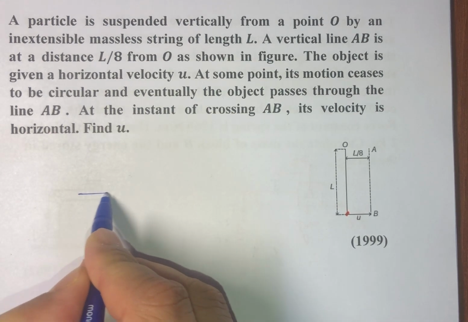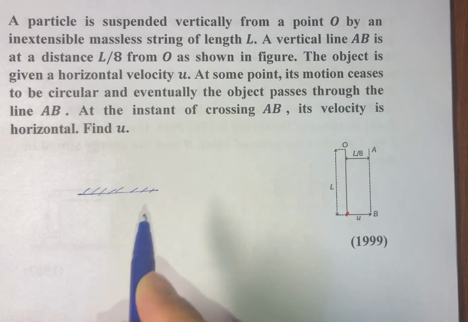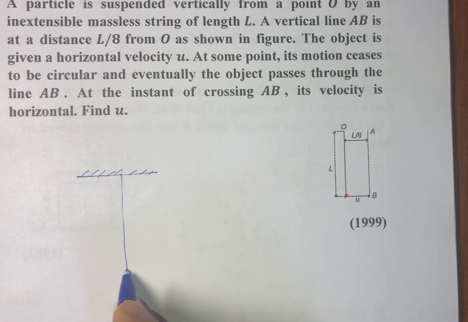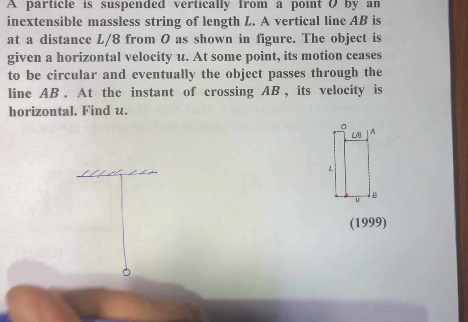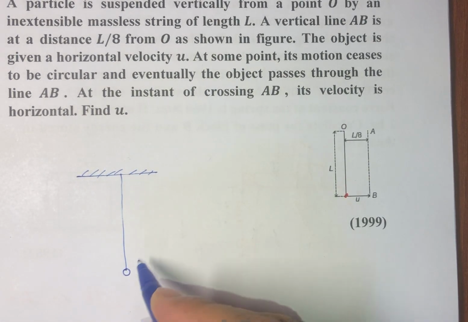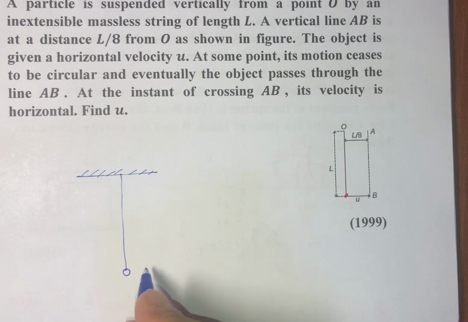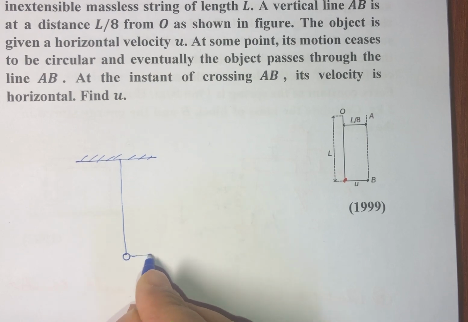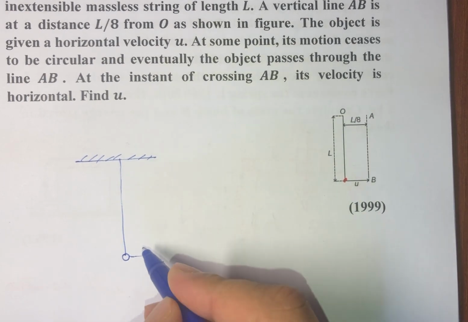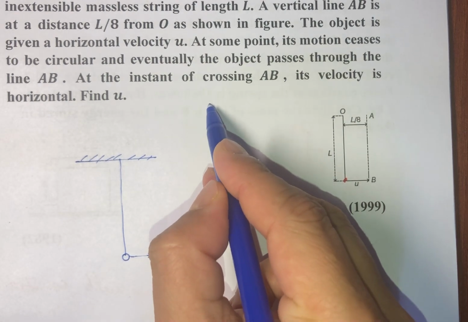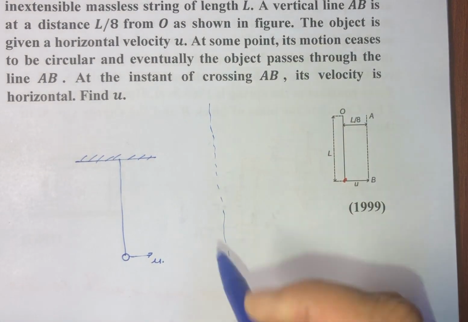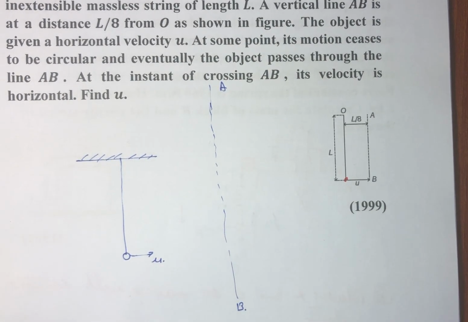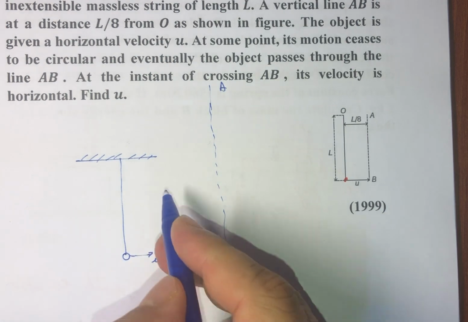So we have a point O through which this particle is hanged, and this particle is given a horizontal velocity U, and suppose this is the vertical line AB which is at a distance of L by 8.